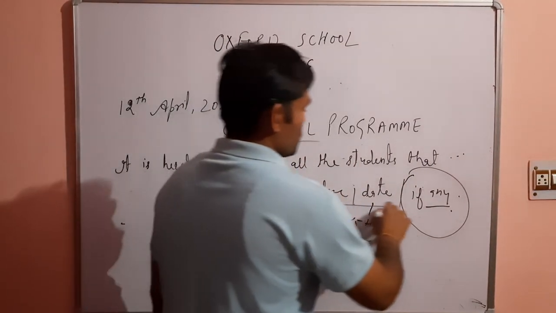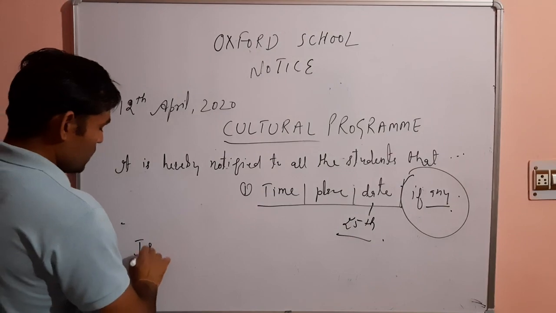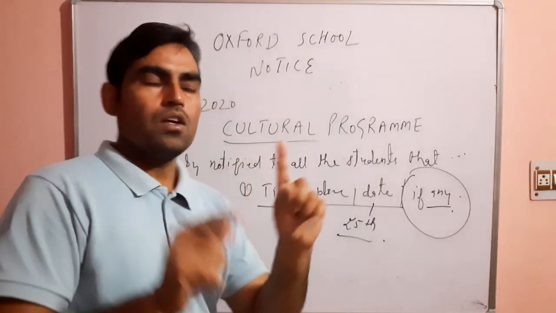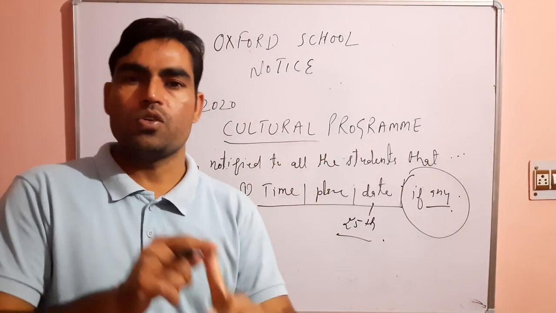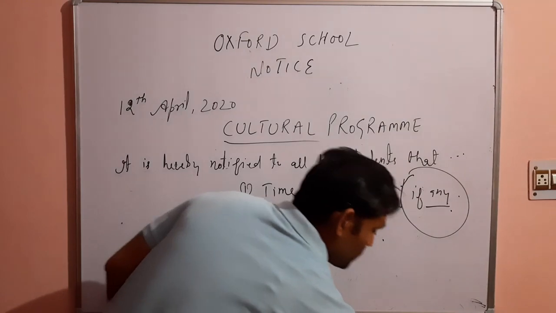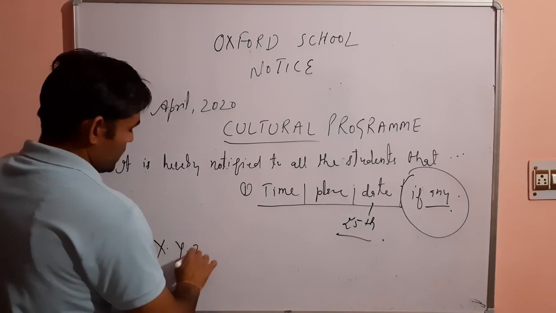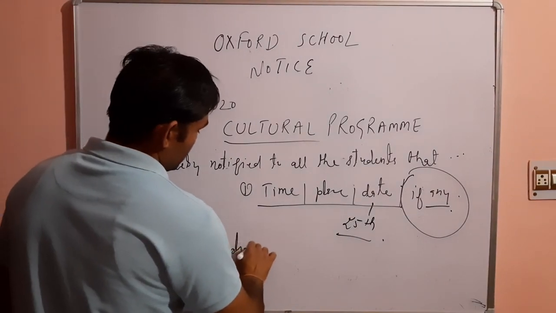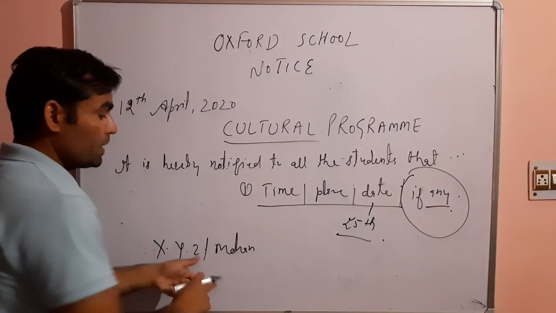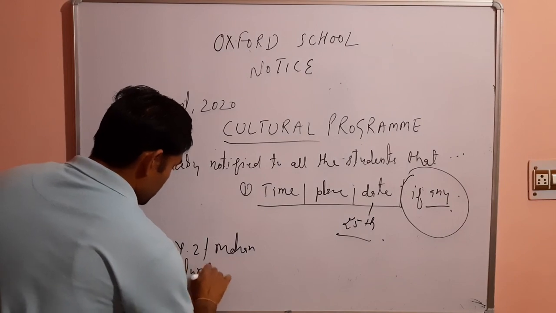These are the things which we are to mention in the body part of the notice. And after that you will have to write the name of the issuing authority. In the question it will be given that you are the principal, you are the cultural secretary, you are the music teacher, or like this. So if you are the principal, then write the name of the principal. If you are the cultural secretary, write the name XYZ, like this. Or Mohan is the name of that particular person. And after that, this is the name of the issuing authority, and after that you have to give the designation of that particular person. He is the cultural secretary.